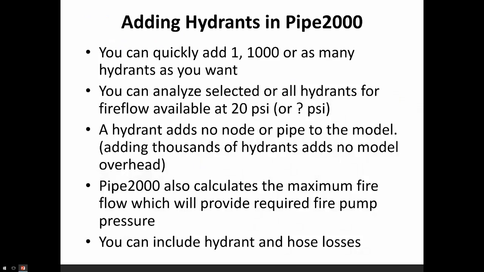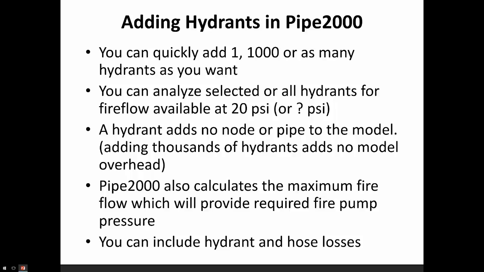Now, you can add, again, as many hydrants as you want very quickly. You can then analyze the hydrants for the fire flow available to maintain 20 psi or any level of pressure throughout your system. But a really key thing here for Pipe 2000 is that a hydrant adds no node or pipe to the model. Adding thousands of hydrants adds no model overhead. In most programs, you would have to add a junction node. A lot of programs don't even have a hydrant node. Most don't. But this would add a node and a pipe to your model. And in Pipe 2000, that's not the case. These are intermediate nodes which add no overhead.